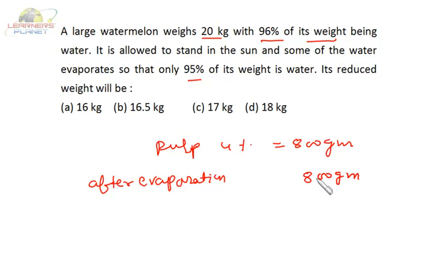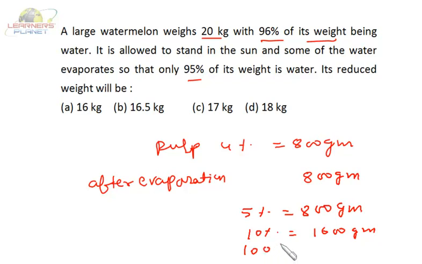Now we have to find out the reduced weight of the watermelon. Initially the pulp was 4%. Now the pulp is 5%. If 5% of X is 800, then what is the 100%? We have to find out. If 5% is 800 grams, then 10% is 1600 grams. That means 100% is 16 kilograms. So very simple problem. I hope you are clear.